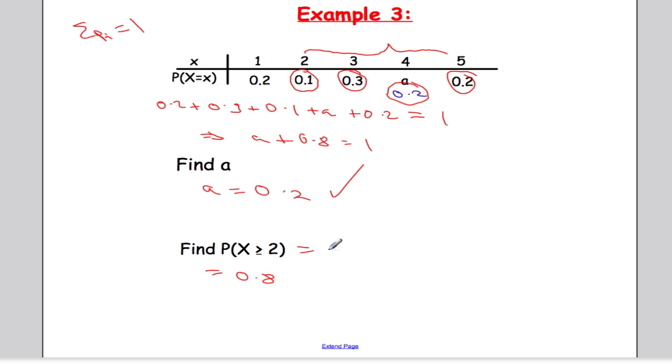So just to remind us, the probability that the random variable is greater than or equal to 2 will equal the probability that the random variable is equal to 2 plus the probability that the random variable is equal to 3 plus the probability that the random variable is equal to 4 plus the probability that the random variable x is equal to 5. So we just add up all those probabilities.